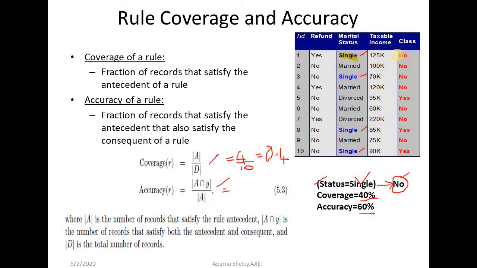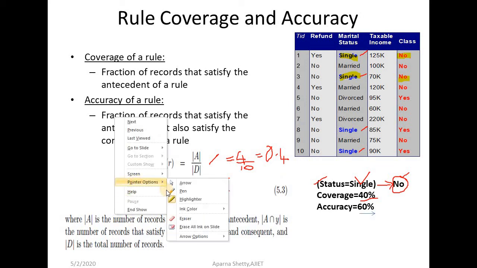Status is equal to single, class no. Status is equal to single, class no. Here again status is equal to single, but class is yes over here, so this does not satisfy. Similarly, this one also, status is single, but class is yes. So this rule also does not satisfy. So only 2 records satisfy both the antecedent and consequent.